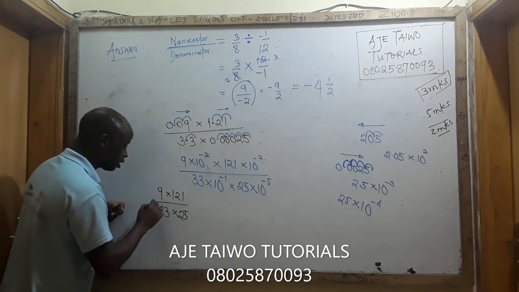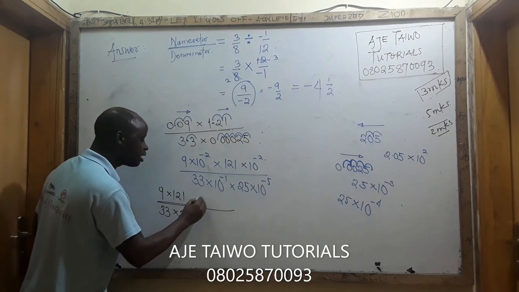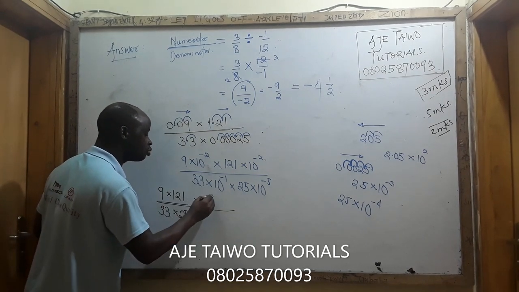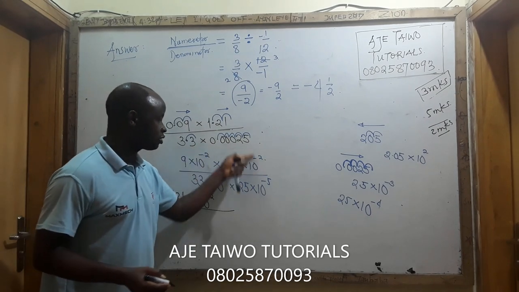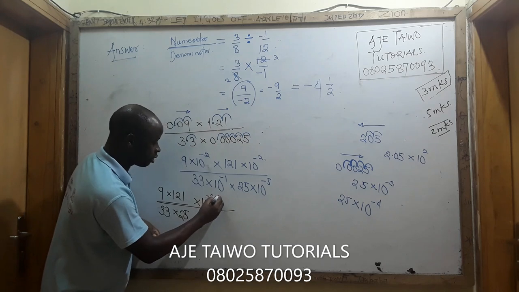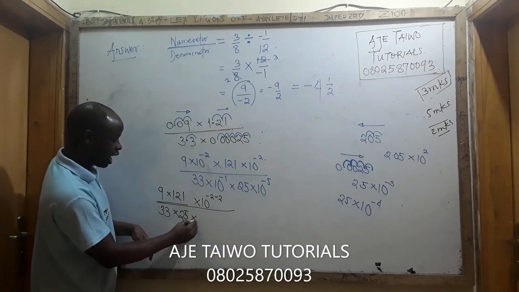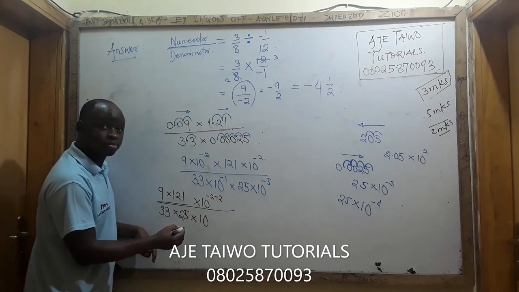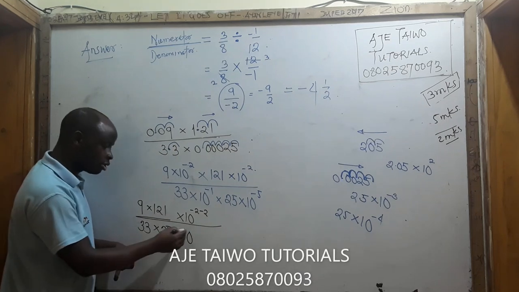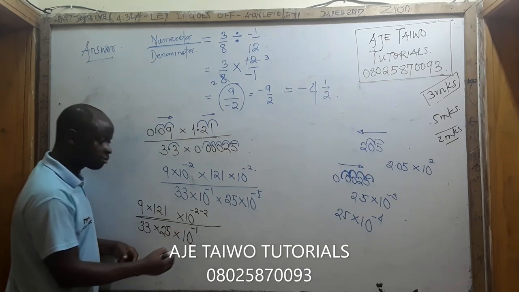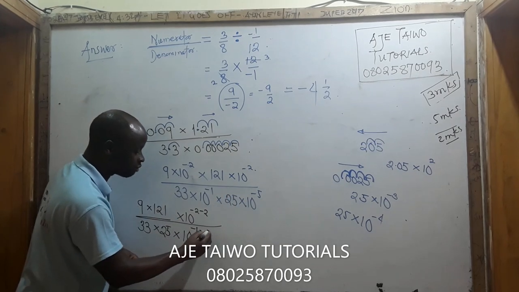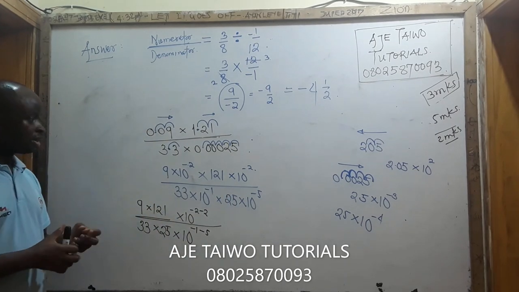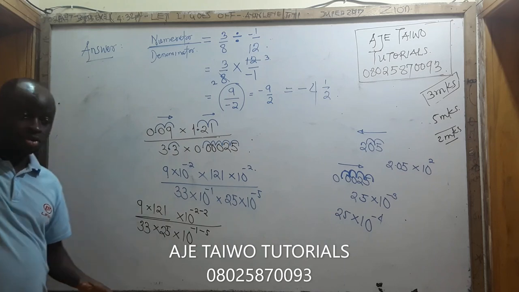So this is now what? Let's watch. Times 10 raised to the power minus 2. This is minus 2. This is minus 2. So you put there also minus 2. Here also times. Good. So you have minus 1. Then this is also minus 5. Law of indices.